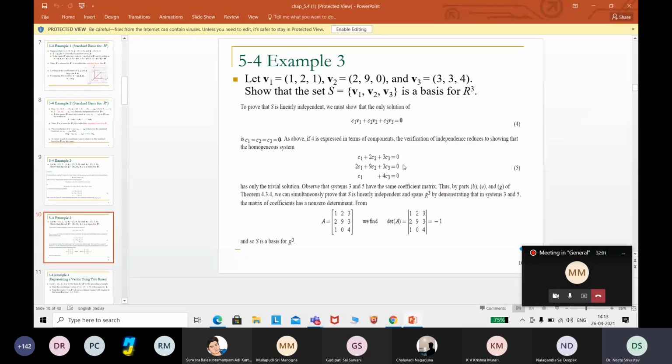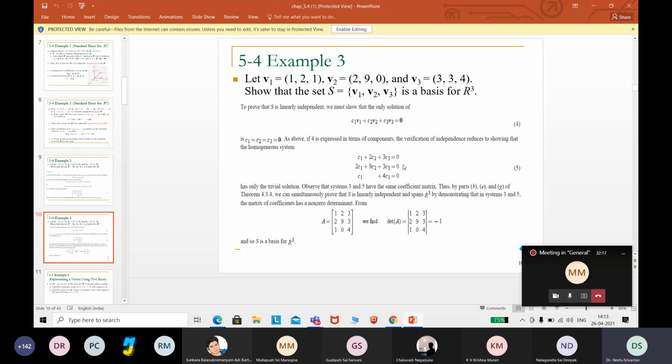How is it being clubbed? For the fifth system, the system must have a trivial solution. C1, C2, C3 should be 0, and that is possible only if the determinant is not equal to 0.